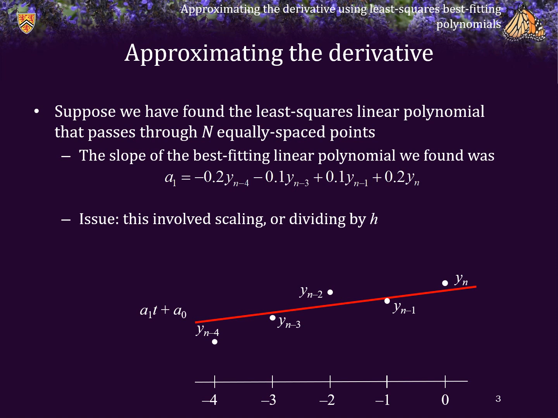Now we have an issue here because we actually did do some scaling, because originally the time between samples was h. Consequently, the best approximation of the derivative is therefore a1, the coefficient of t, over h.